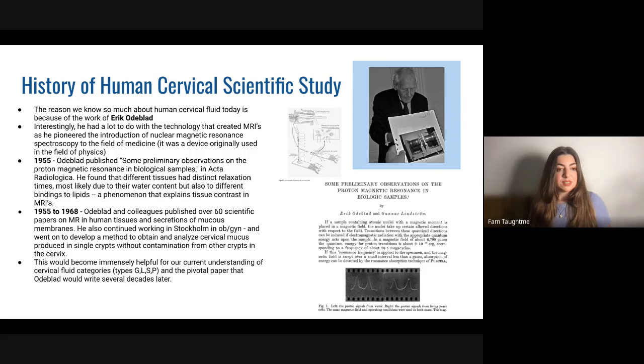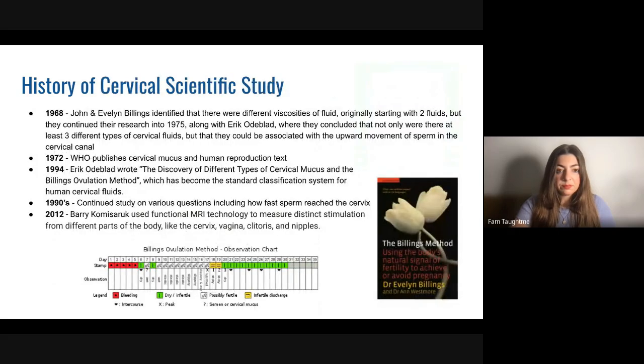So during the 50s and 60s, he continued to improve the device and take more notes and study and ended up publishing several papers on magnetic resonance in human tissues and mucous membranes. And these would become immensely helpful for our current understanding of human cervical fluid and the different types. And yeah, I just find that really interesting that he was able to pioneer this. And now we use MRIs every day.